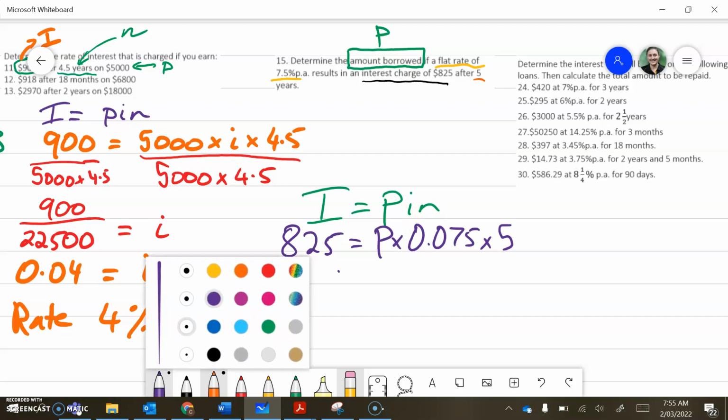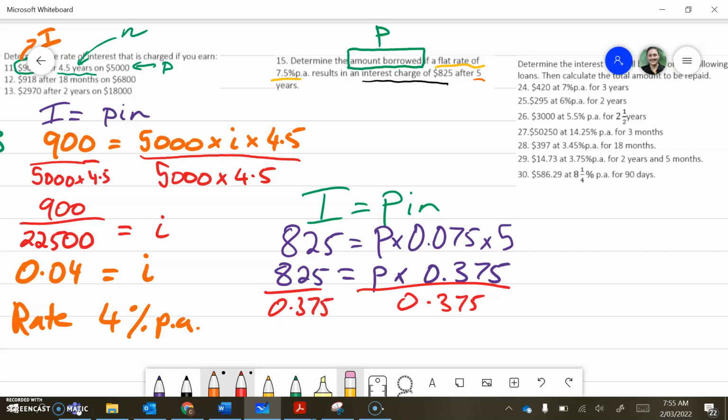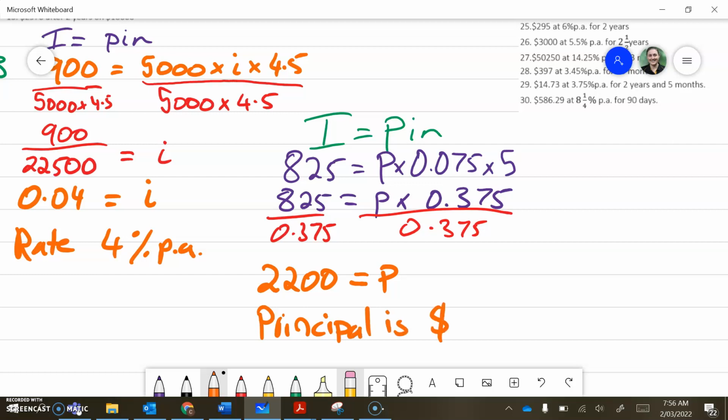So you can write this line, you can have 825 equals P times 0.375, if that makes it a little bit easier for you. You then divide by 0.375. So you're going to have 825 divided by 0.375, and so you'll get 2,200 as your P. So your principal is $2,200. So that's how much would have been invested at the start to have accrued interest of $825.